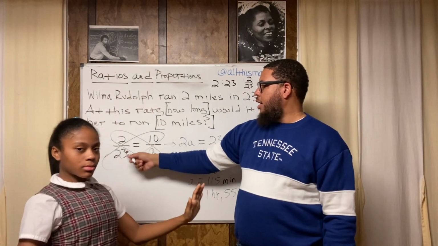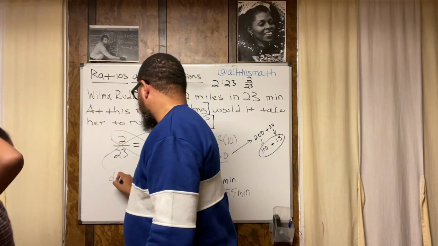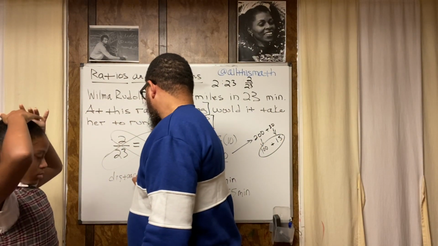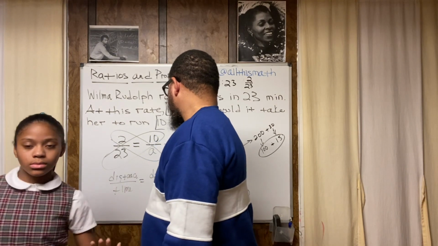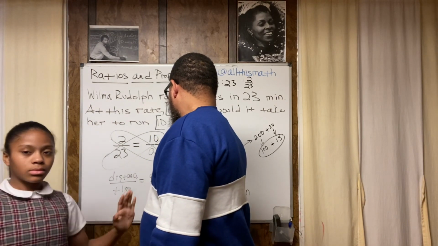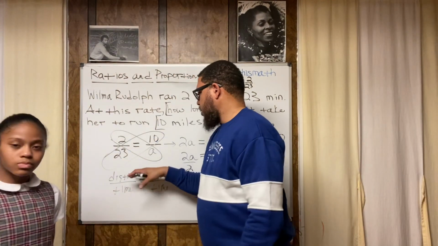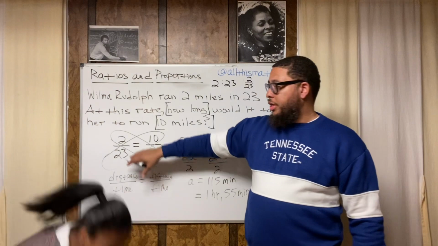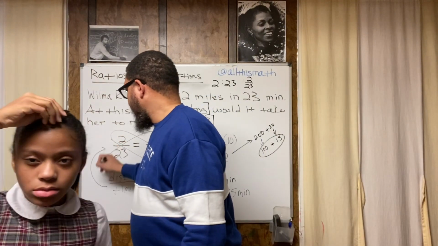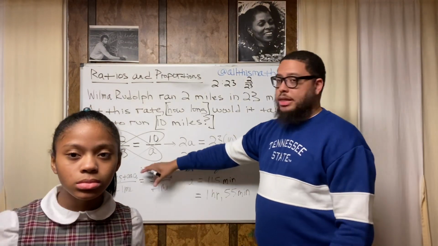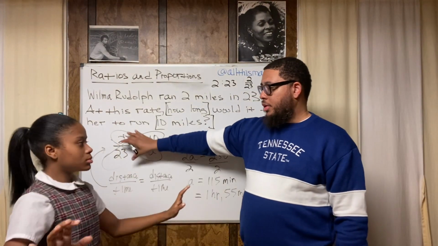Distance over time is equal to distance over time. I should have wrote that first. Distance over time is equal to distance over time, right? And then from there, you take the words and replace the words with numbers. So really we should have started here. I neglected to write that on the board. You write the words and then you replace the words with numbers.